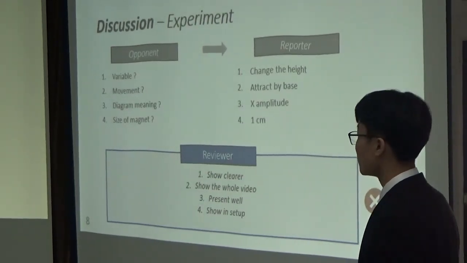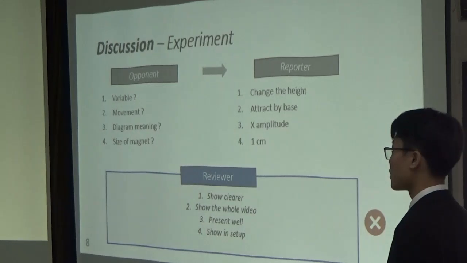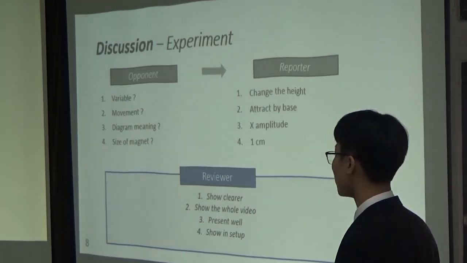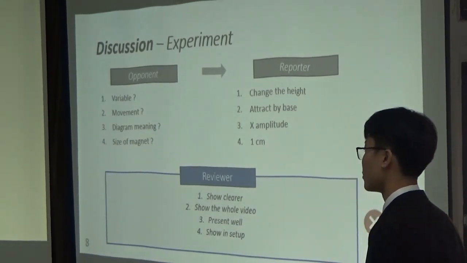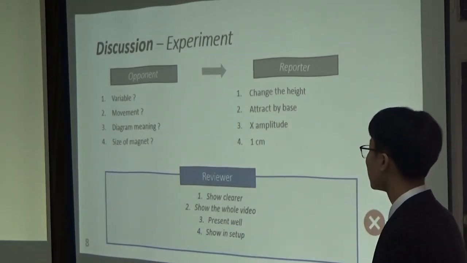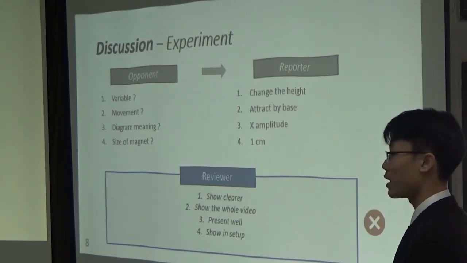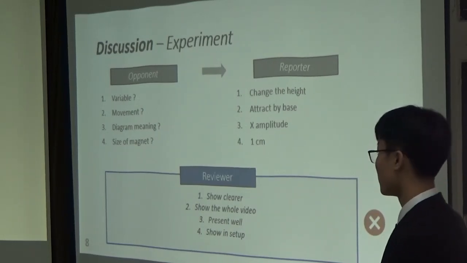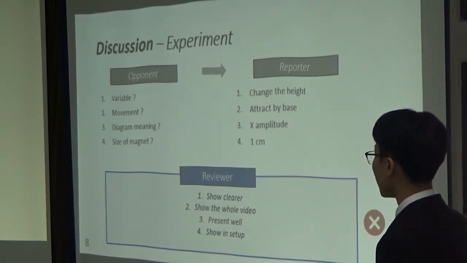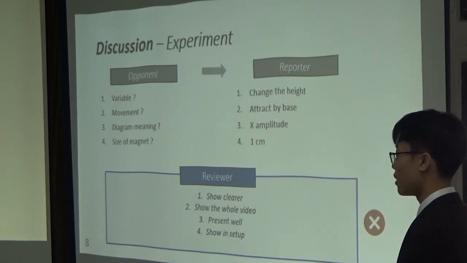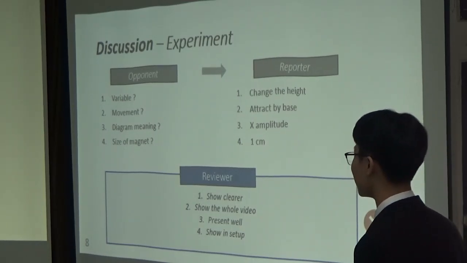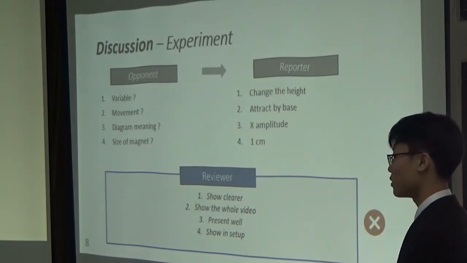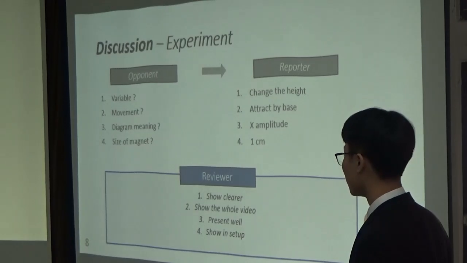About the experiment, the opponent asked about the variable, and the reporter said he checked the height, and I think he can show more clearly how he did the parameters. The second is movement, and the reporter said he tracked it by base, but I think he can show the whole video to show his experiment. The third is diagram meaning. The reporter said he used X amplitude, and I think he can present it well. For the size of the magnet, he said 1 centimeter, and I think he can show the setup.